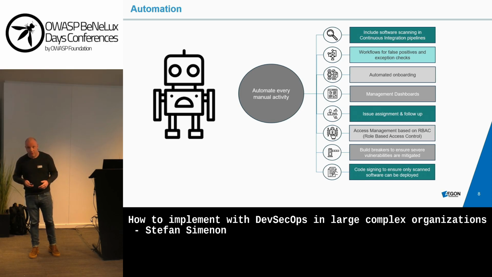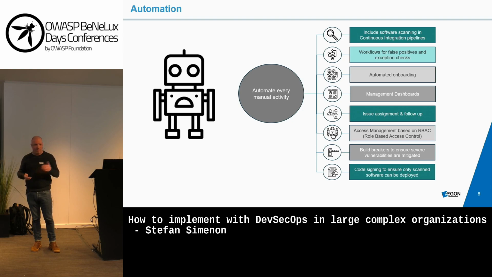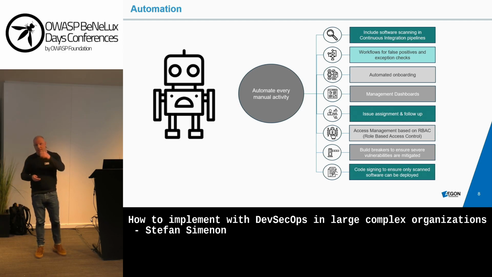be automated. But what is also often time consuming is if a new application needs to be scanned, there is manual onboarding required. Those kinds of things can and should be automated. Management dashboards, issue assignment and follow-up. So integrations with tools like ServiceNow or Splunk, all these kinds of things can and should be automated. And there are more things which can and should be automated than I've mentioned here.